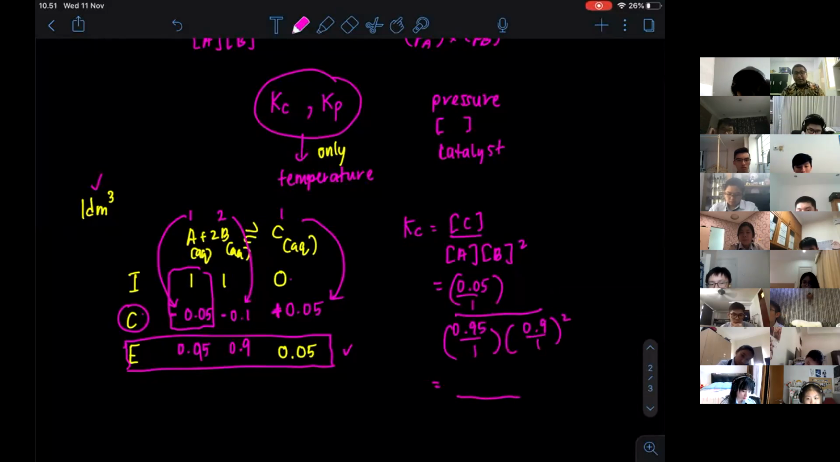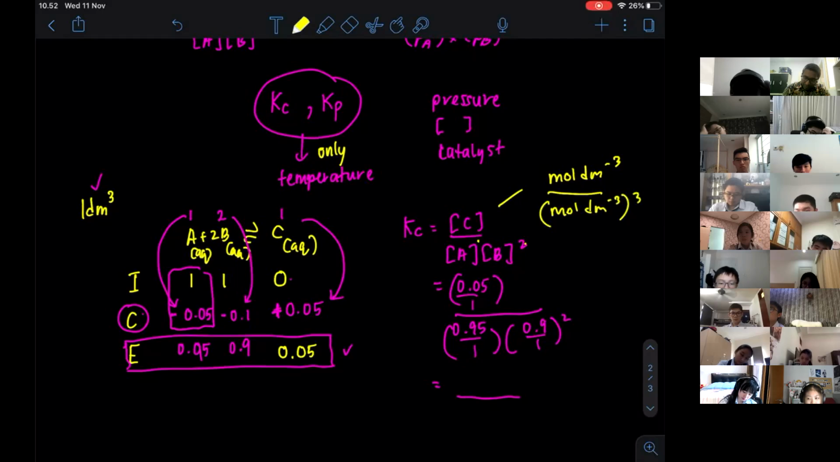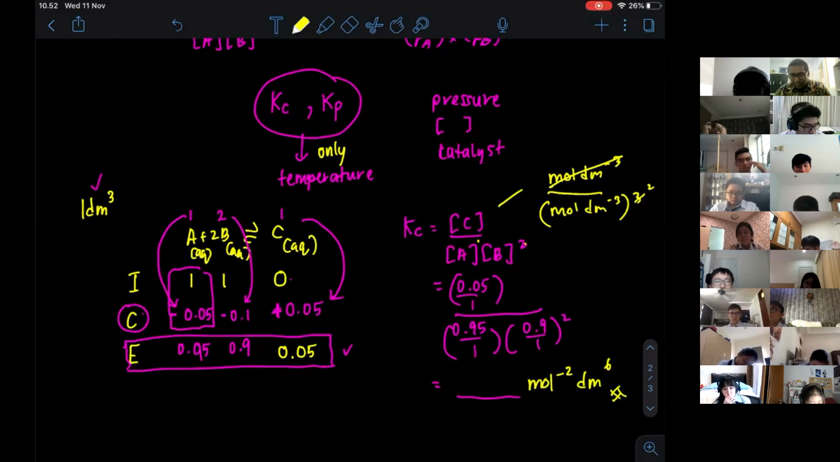But the units are always going to be different, so you need to take note of this as well. The concentration units are mole per dm cube, and then you can see it is divided by 1 and 2, so mol dm negative 3 to the power of 3. You can cancel and cancel. So you will write down the unit as 1 over mole per dm negative 3, in brackets to the power of 2. So it will become mol negative 2 dm 6. So this is another skill that you need to remember.